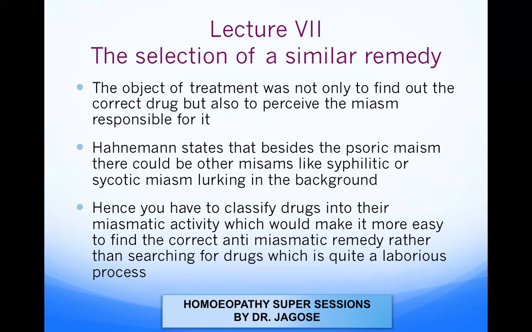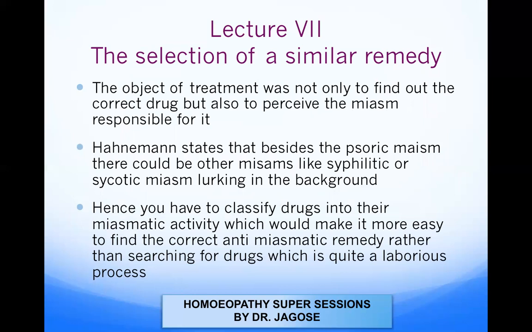Hahnemann states that besides the psoric miasm, there could be other miasms, like the syphilitic or psychotic miasm, lurking in the background. Dr. Hahnemann said that no doubt psora is there, which is the majority cause of all the chronic diseases. But you also have to look out for other miasms, like the syphilitic or the psychotic miasm.